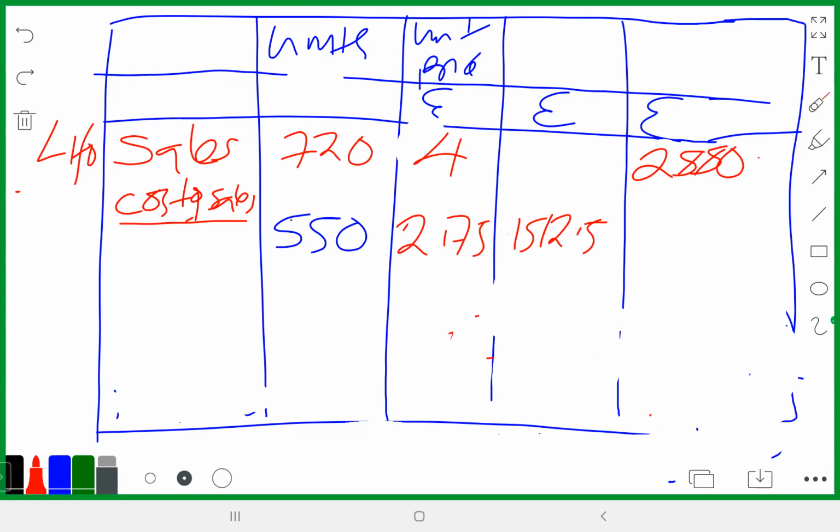Okay. Out of 720, how many have we sold? 550, right? Yes. How many are remaining? 720 minus 550 is 170. So let's go to the second slot.